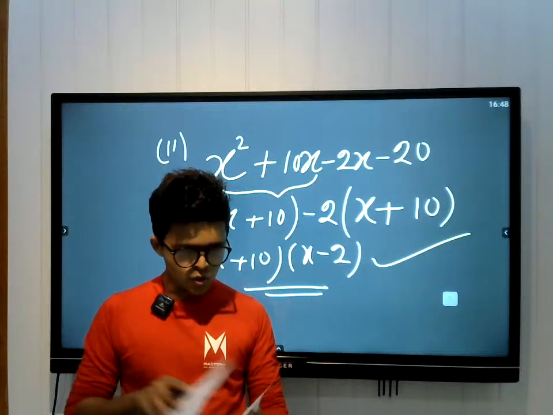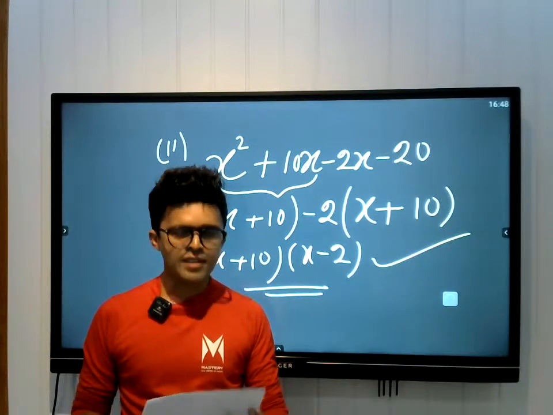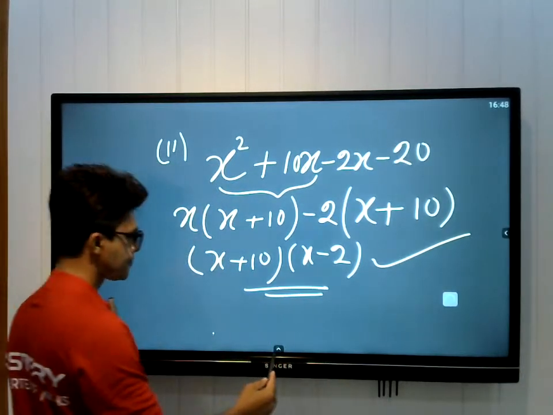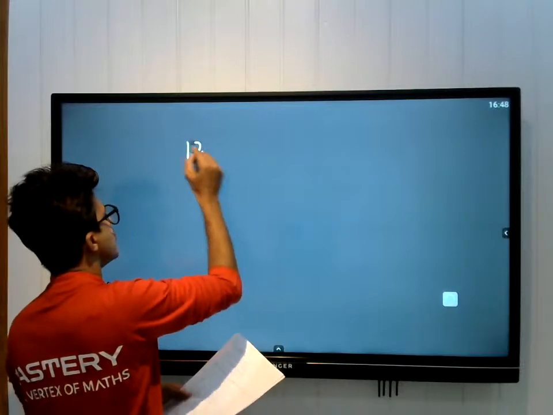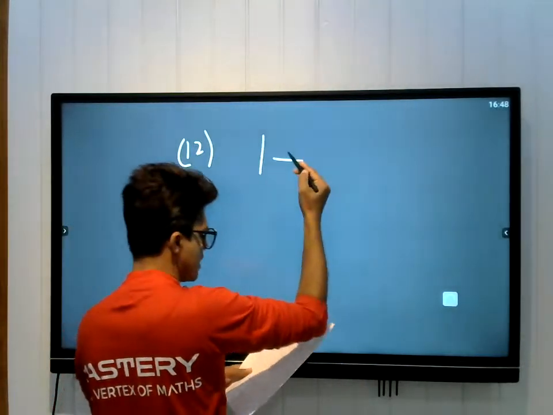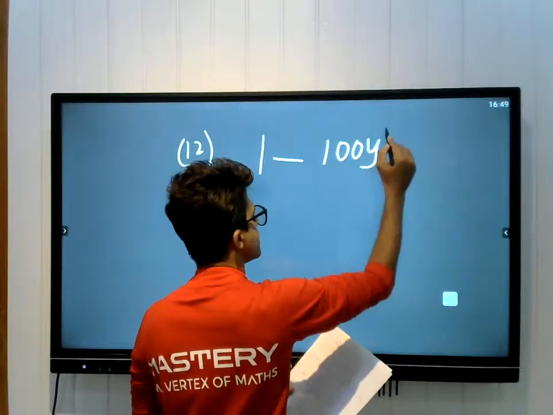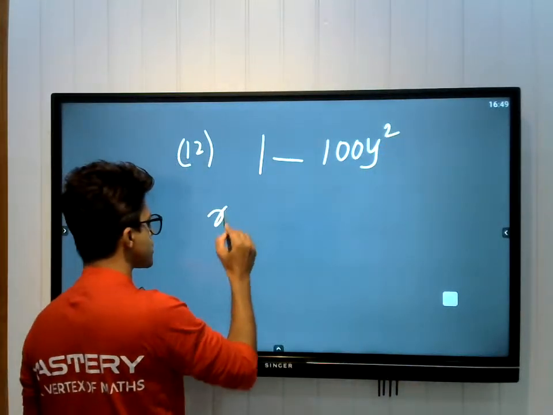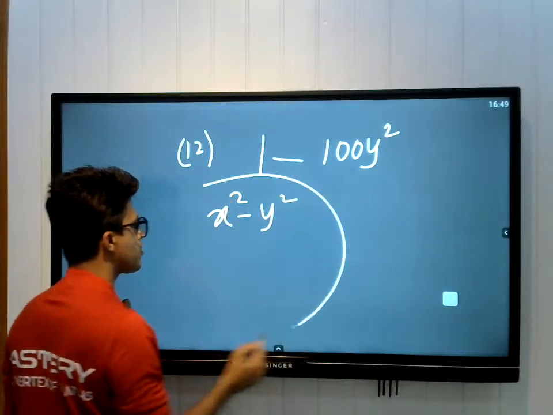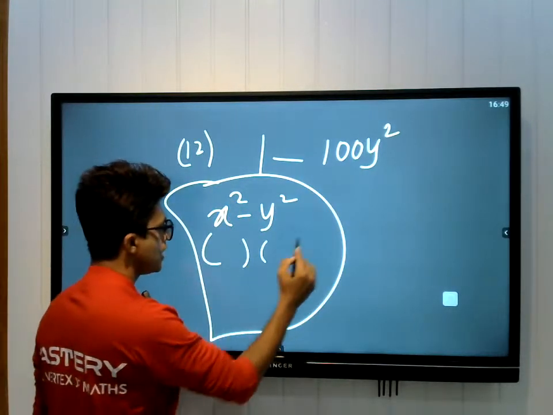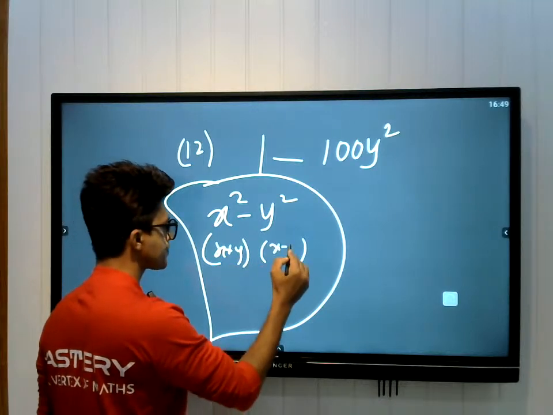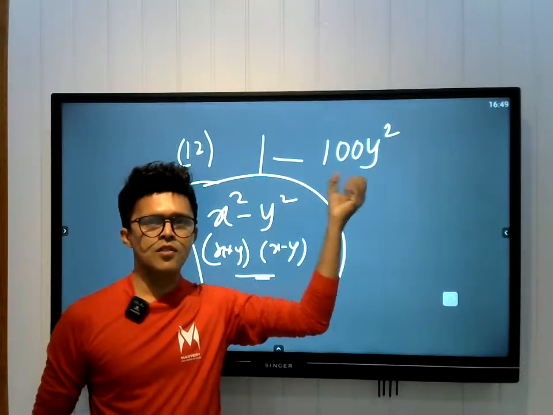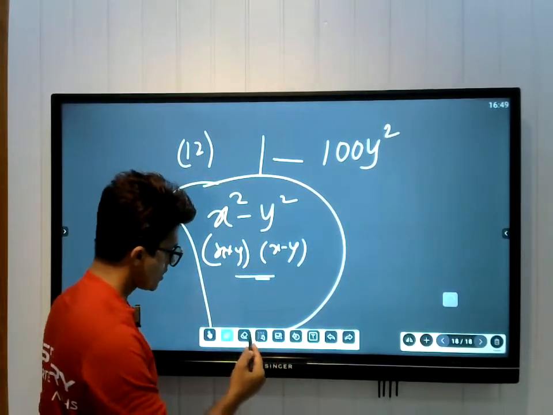Okay, let's do the other sum, the 12th question. 1 minus 100y squared. You know, difference of two squares. If it is x squared minus y squared, this can be simplified as x plus y into x minus y. Then this knowledge can be applied to get the factors of this expression. Yes, try to do it, please.